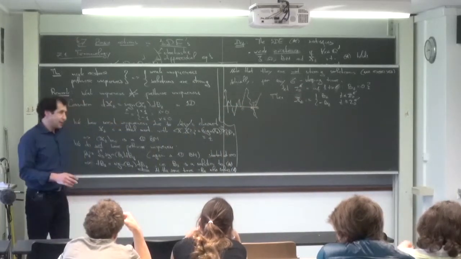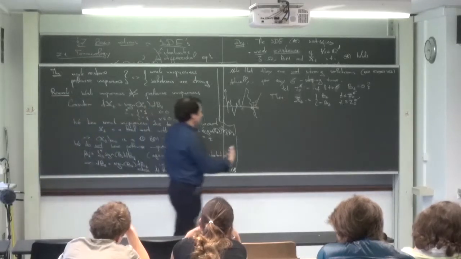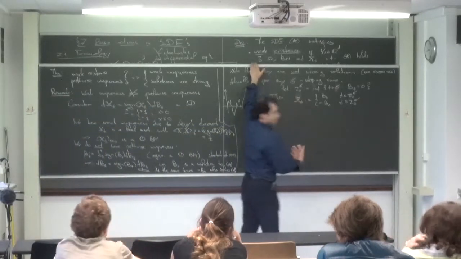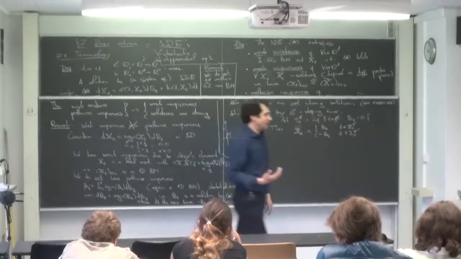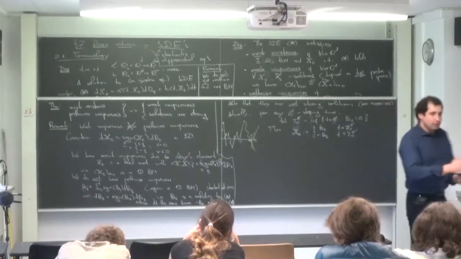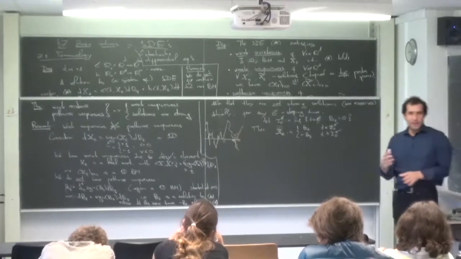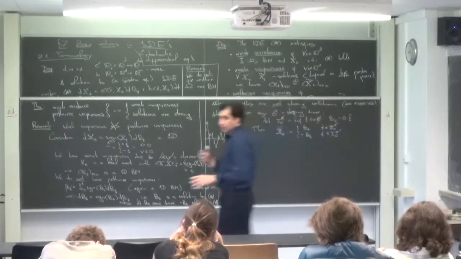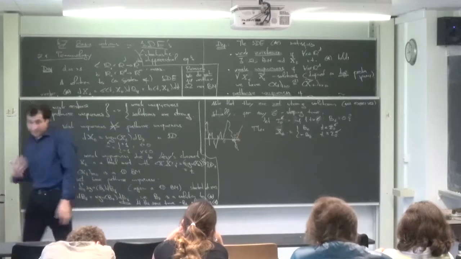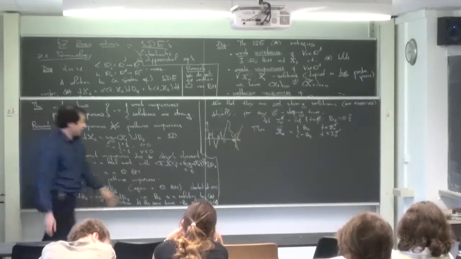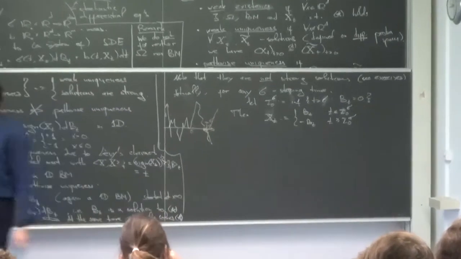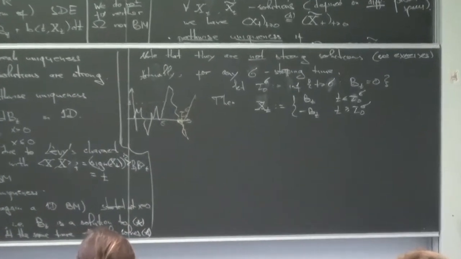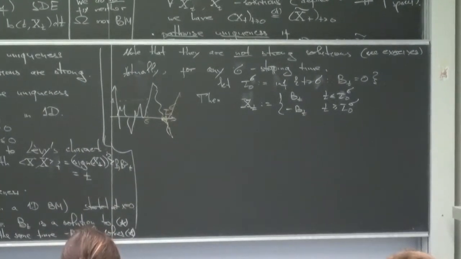This exactly illustrates the notion of the strong solution. The strong solution, loosely speaking, says that we do not need any additional information to find X. And here we use some additional information each time. Are there any questions so far?